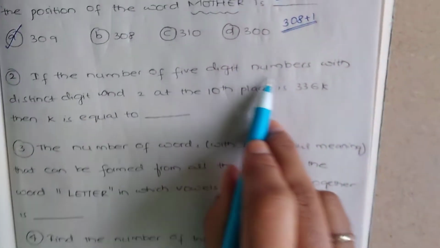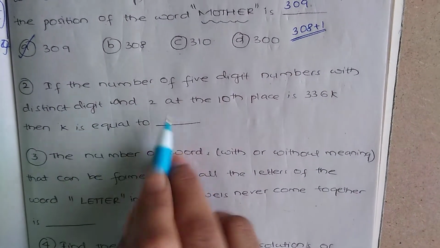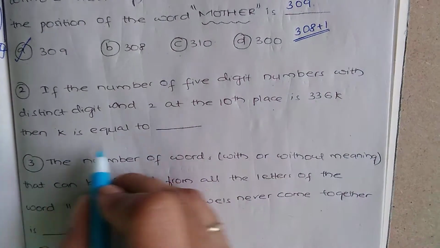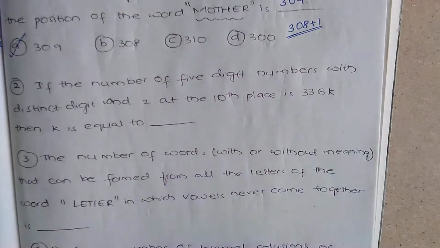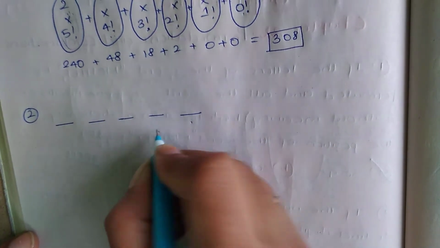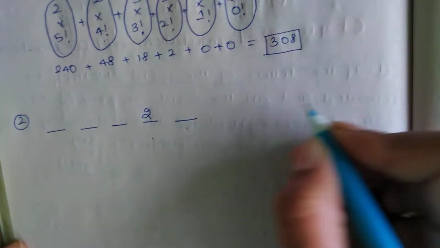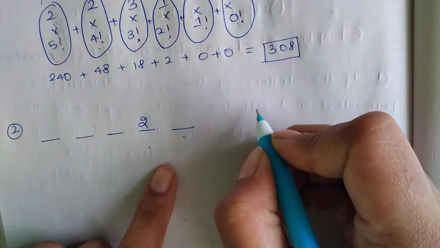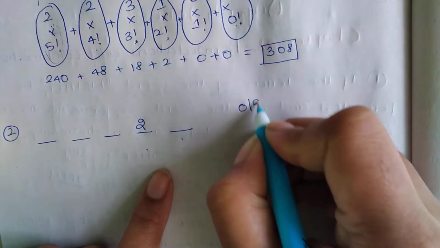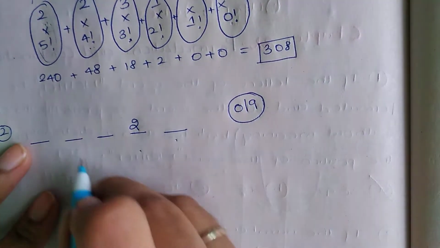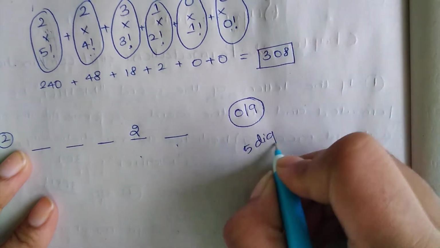If the number of 5-digit numbers with distinct digits and 2 at the 10th place is 336k, then k is equal to how much? Okay, there are 5 digits, right? 1, 2, 3, 4, 5. Units place, tens place. At the tens place, what do we have? 2. See, in all these places, how many numbers are possible to arrange from 0 to 9? We want 5-digit numbers.